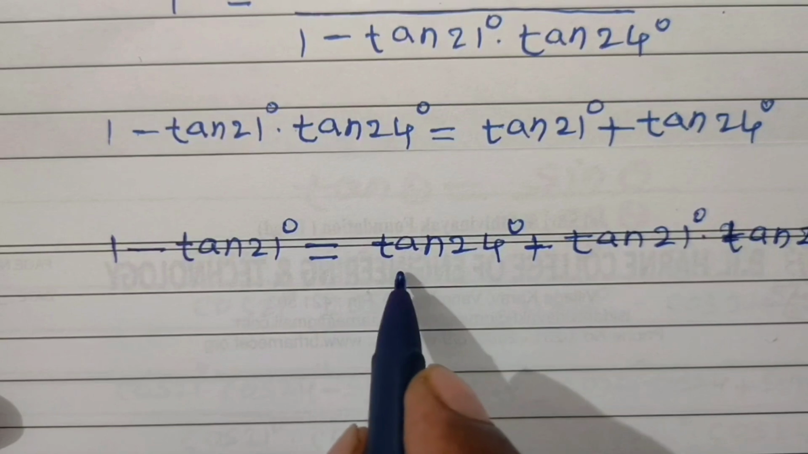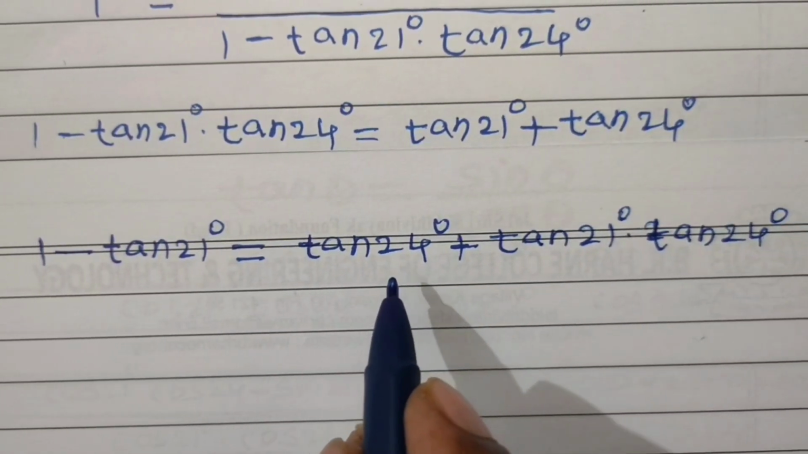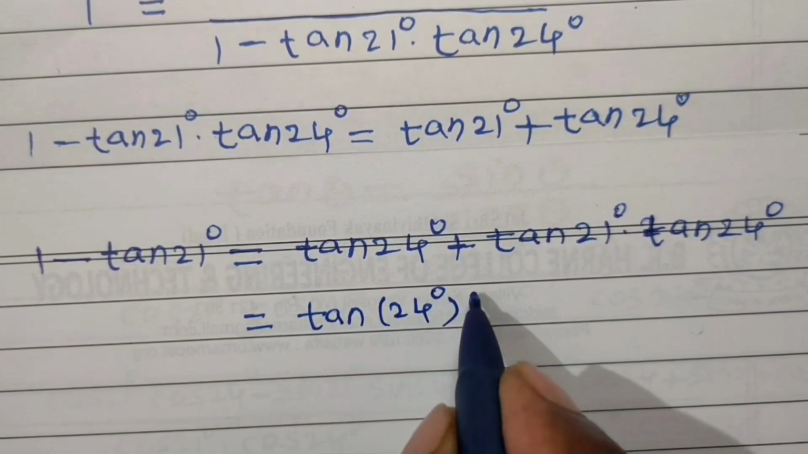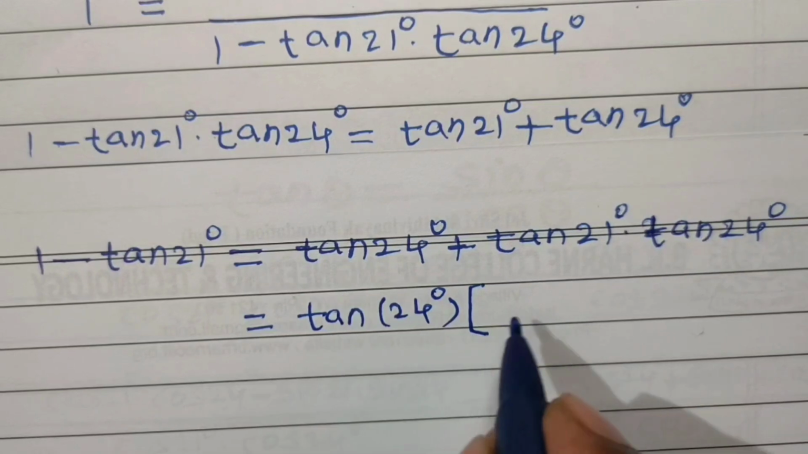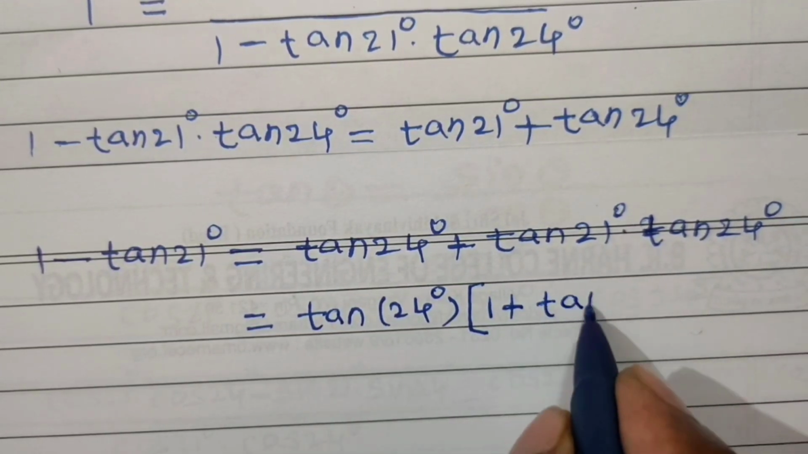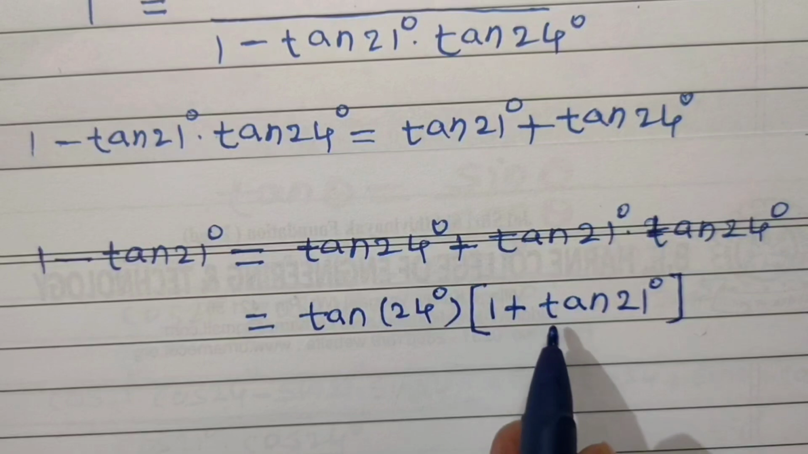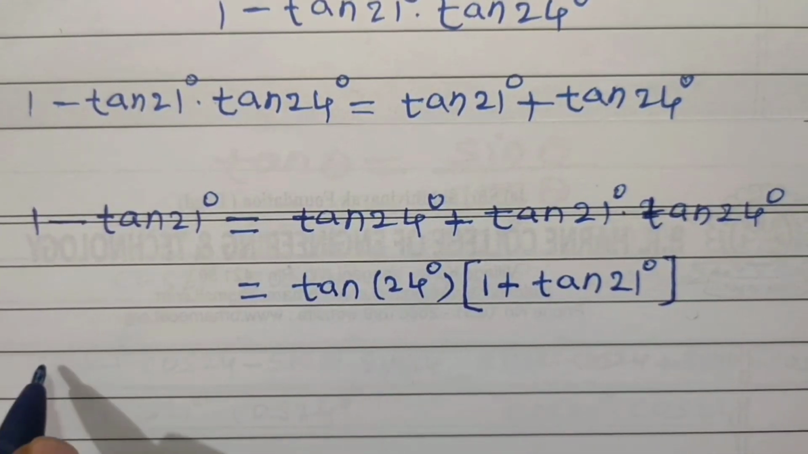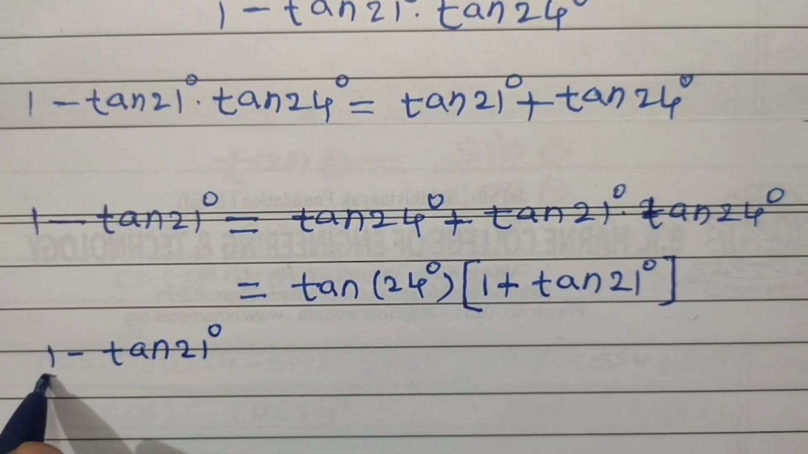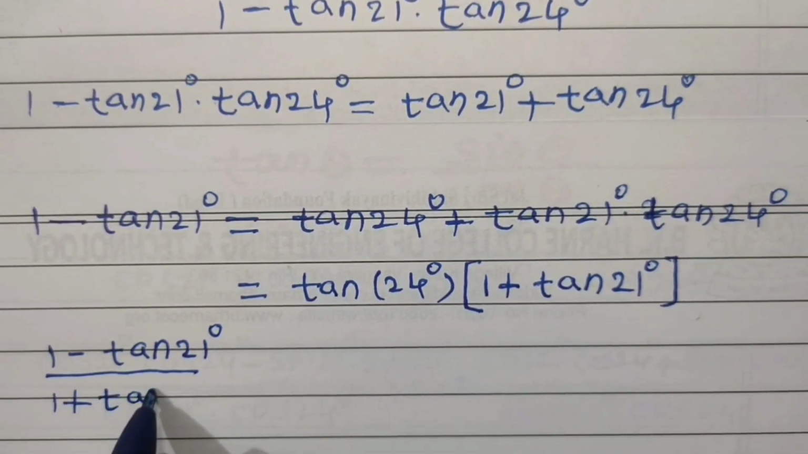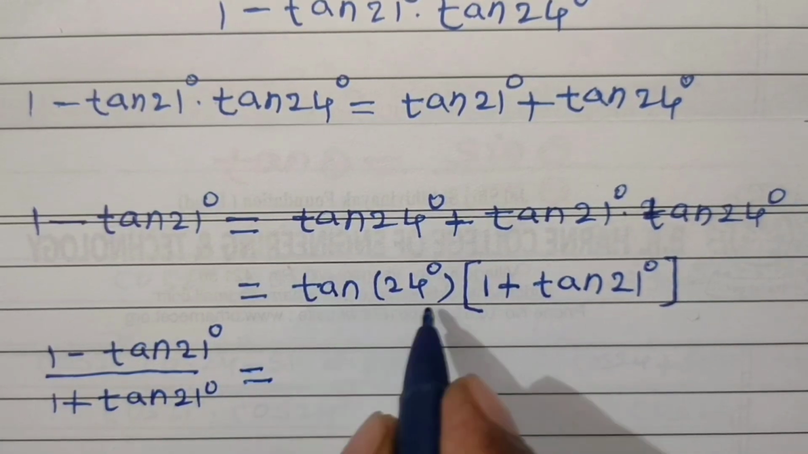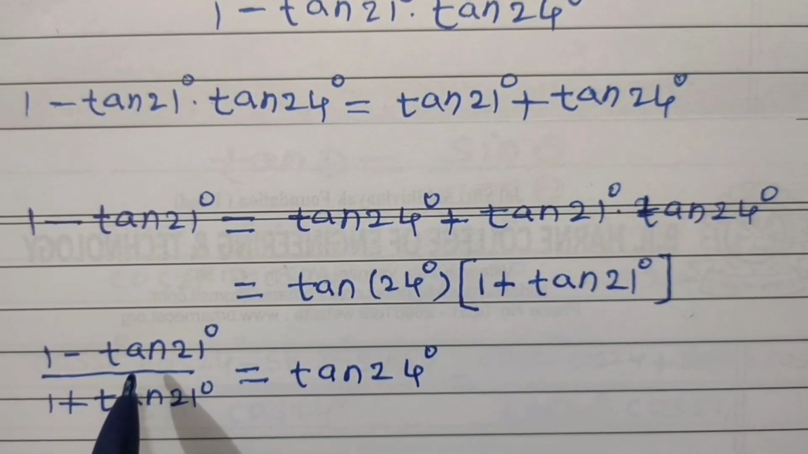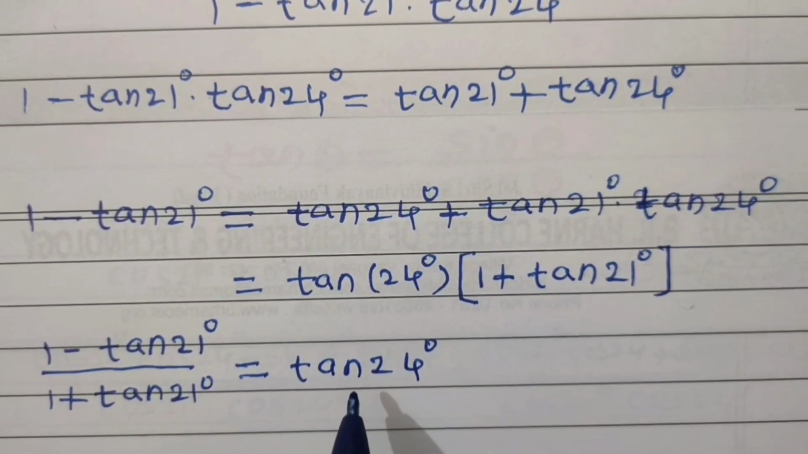Okay, now you can take tan of 24 degree common from the right hand side. So this can be written as tan of 24 degree is taken common, and in the bracket remains 1 plus tan 21 degree. Okay, now take this 1 plus tan 21 degree on the left hand side, then this can be written as 1 minus tan of 21 degree divided by 1 plus tan of 21 degree, and this is equal to tan 24 degree. And now on the left hand side, tan ratio you can convert in terms of sine and cosine, keeping the right hand side as it is.